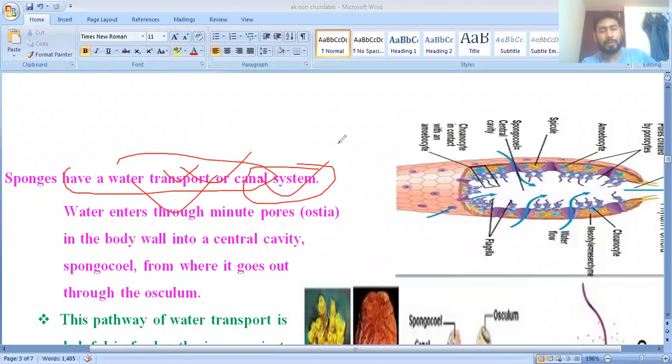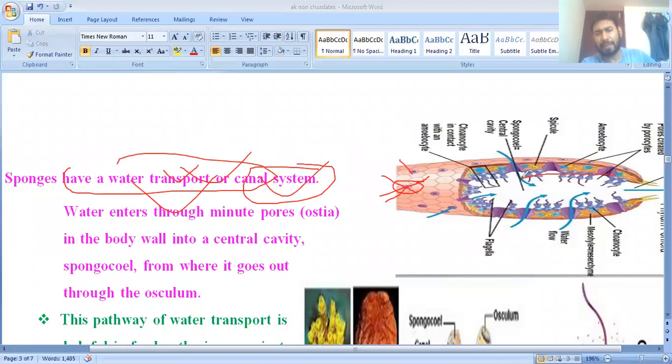Clear? So this water canal system has three components. The first component is known as the ostia. Ostia are the small minute pores by which water enters inside the body. So this is called the ostia.